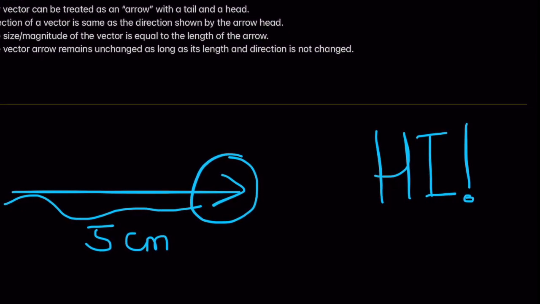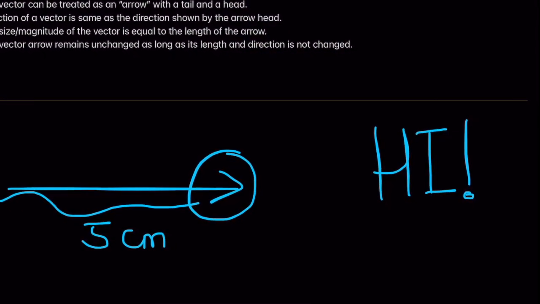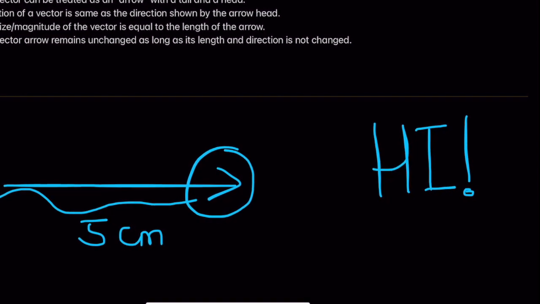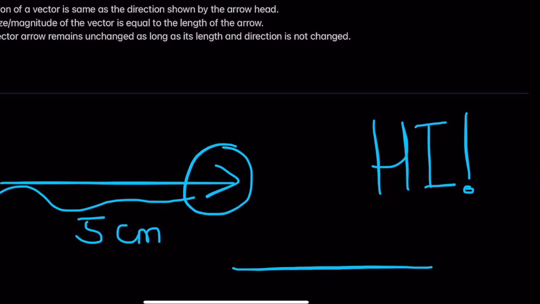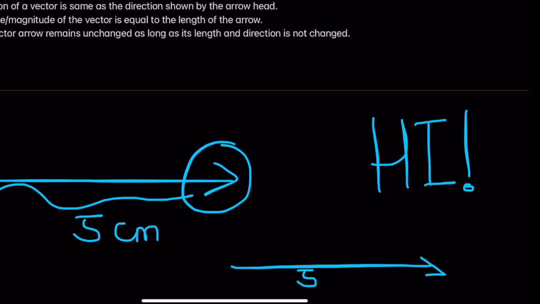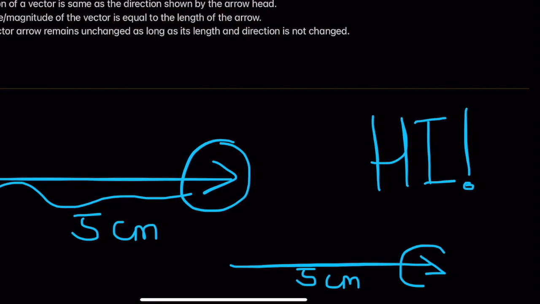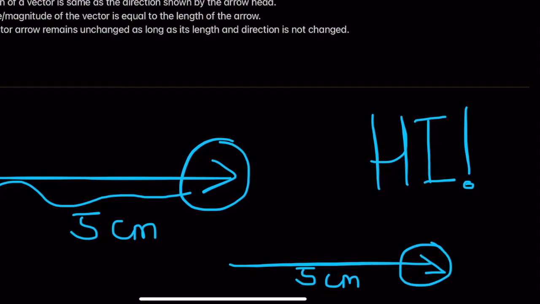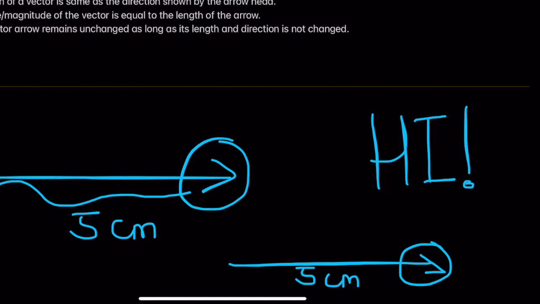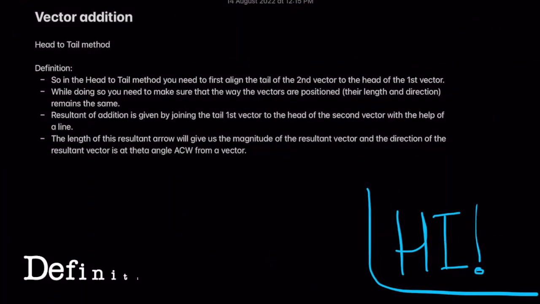The vector remains unchanged as long as its length and direction are not changed. So if I draw this vector, suppose say here, it's still 5 centimeters, and the direction of the arrowhead is still the same. The vector remains unchanged. Okay, so now that we have talked about the important notes and the assumptions, let me just tell you the quick definition.